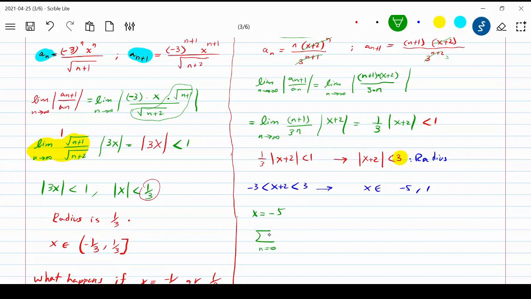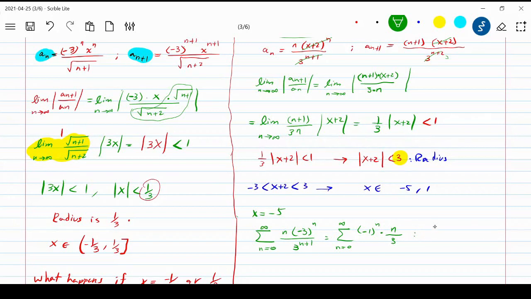n from 0 to infinity of n times (-5 plus 2), which becomes (-3)^n, divided by 3^(n+1). And this is equal to the summation, simplify it, n from 0 to infinity. 3^n and (-3)^n will cancel out, so you'll end up with (-1)^n. You can take out the negative, and then you have 3^n divided by 3^n. So you can cancel that out and say n divided by 3. This is what is left.